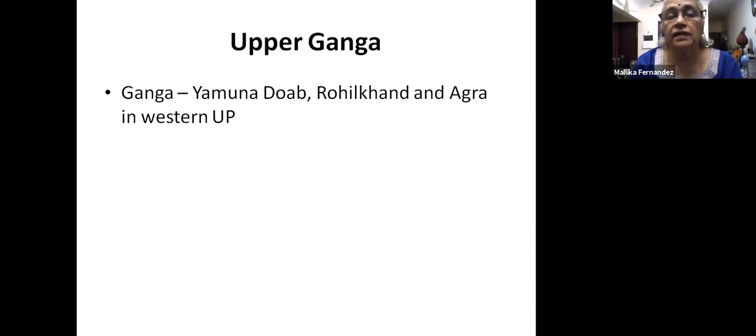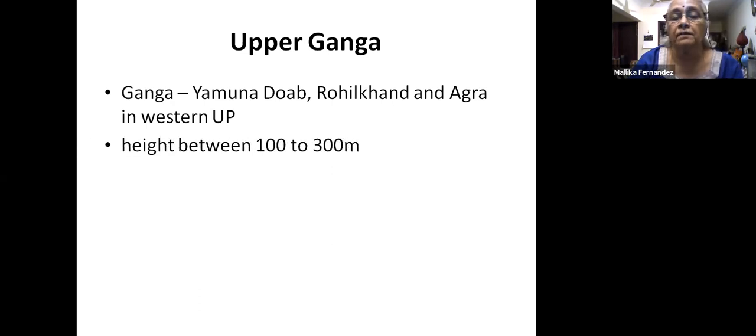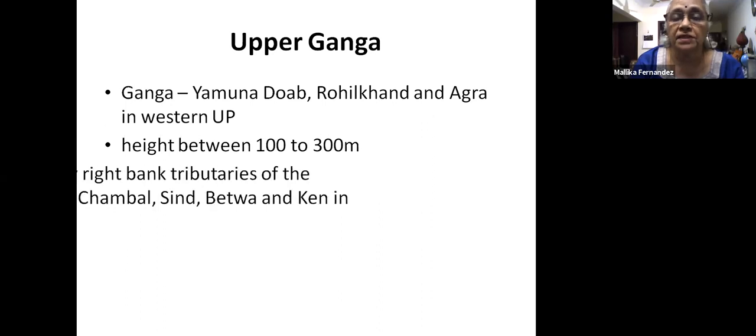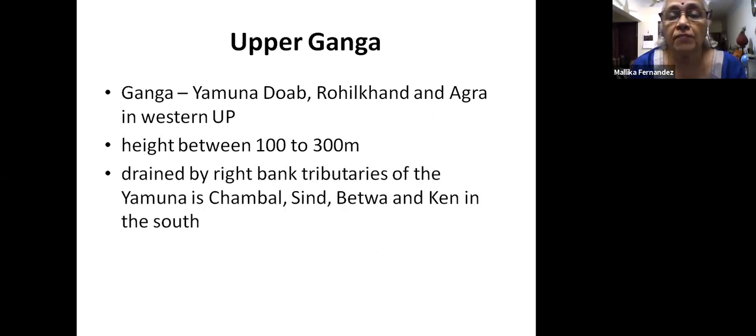So let's look at the Ganga Yamuna. The Ganga begins from the Ganga Yamuna Doab, Upper Ganga, Rohilkhand and Agra in western Uttar Pradesh. These are the areas that come under Upper Ganga. The height here is just about 100 to 300 meters. And it is drained by the right bank tributaries of the river Yamuna, where you have Chambal, Sindh, Betwa, and Ken.